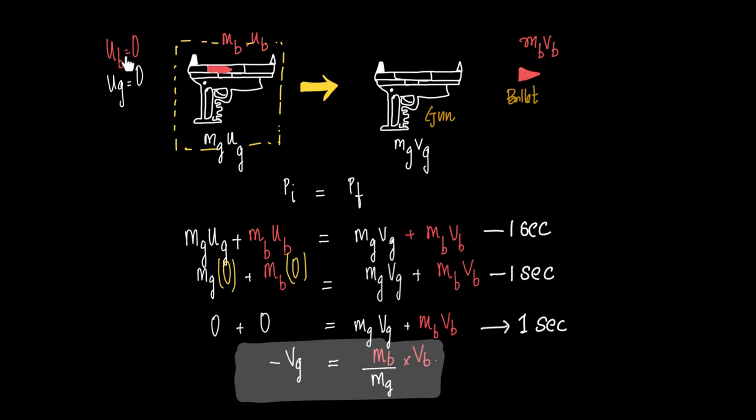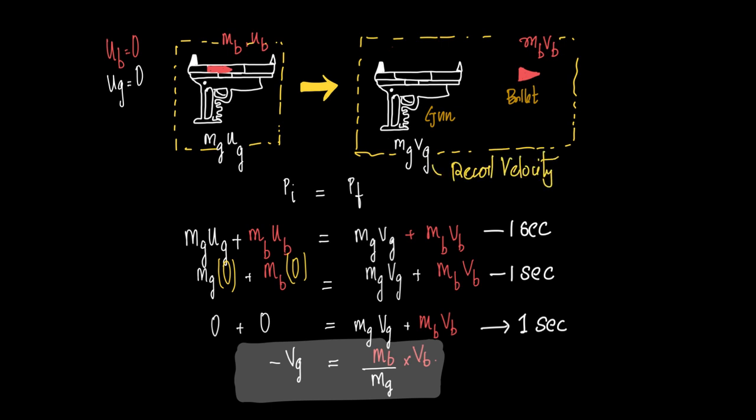Now, initial velocity of bullet and initial velocity of gun is 0 because both of them are at rest, and therefore mg into ug will be mg into 0 plus mb into 0, and therefore these two terms become 0 plus 0. Now, coming to the final position after firing. So after firing, the system still remains the same. The bullet and the block is the system, right? And when bullet and the block is the system, final velocity is Vb for the bullet and final velocity for the gun is Vg, and it is this Vg that we call the recoil velocity.